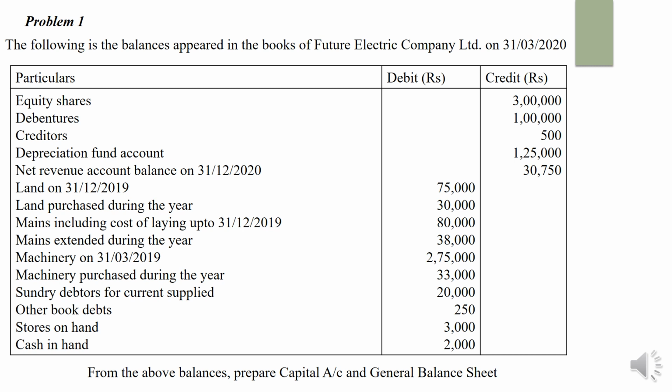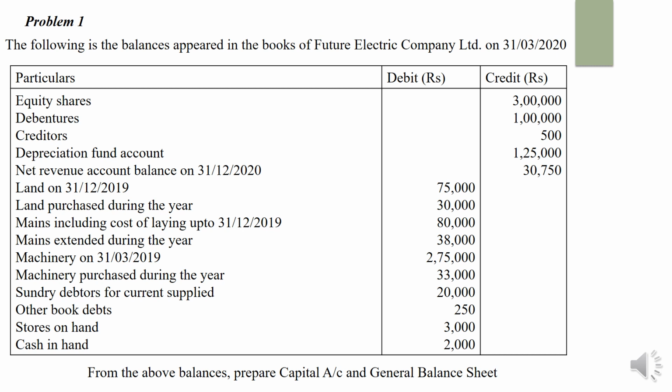So from this you are supposed to prepare the capital account and the balance sheet. Okay, so here let us find out which item belongs where, whether it goes to the capital account or the balance sheet. The first one is equity shares. As we all know, it goes to the capital account receipt side. Debentures, it goes to the capital account receipt side.